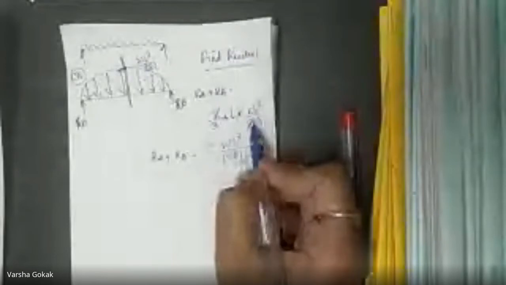Here only it is written. I cancelled this 2 with this 8. 2 and 2 4s are, 4 3s are 12. Correct? So two-thirds base into height, and the height we know is WL square by 8, the height of this. So use that. Correct? Now, if I want to find individually RA and RB, I have to take the moment.